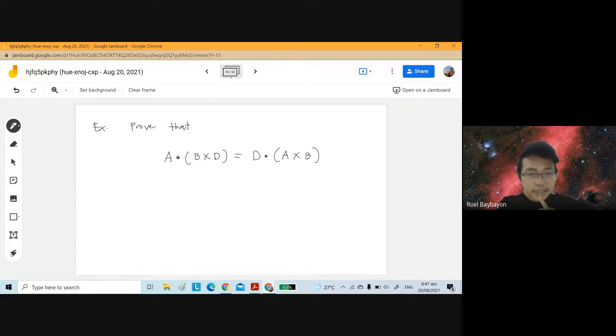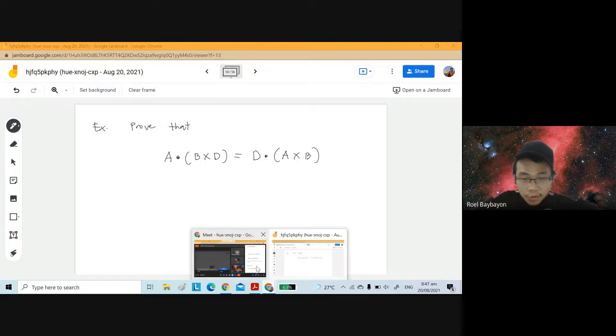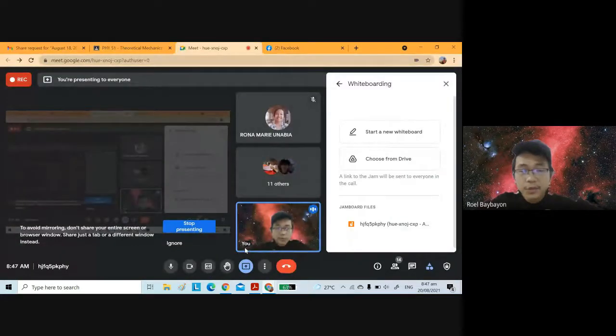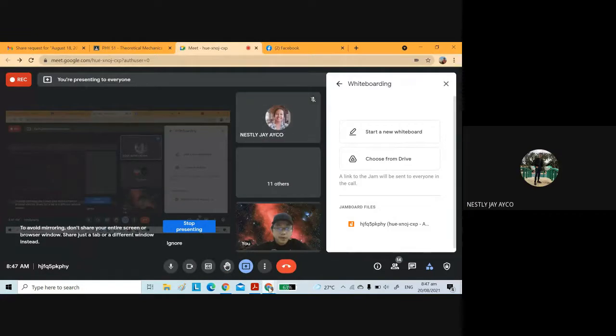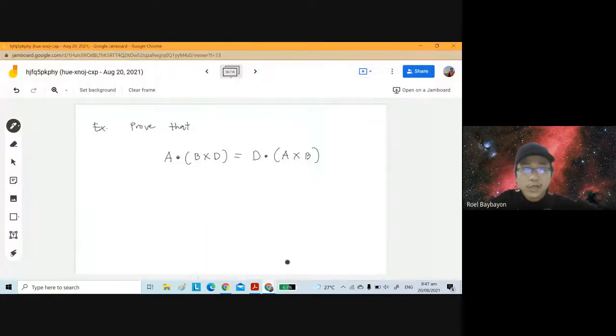Okay. Have you tried this? Hello? Have you tried this? Have you used Levi-Civita? Not yet, sir. Not yet. Okay. Before, we used the components method. We expand B cross D using the determinants. Then we dot product it with A, and then rearrange such that it conforms to A cross B dotted with D and so on.